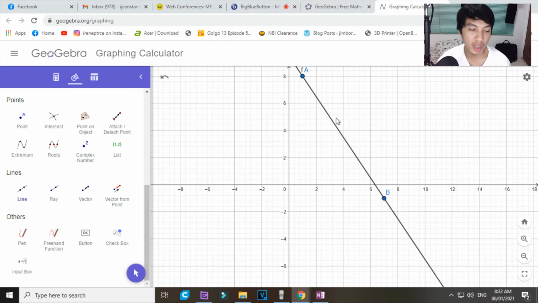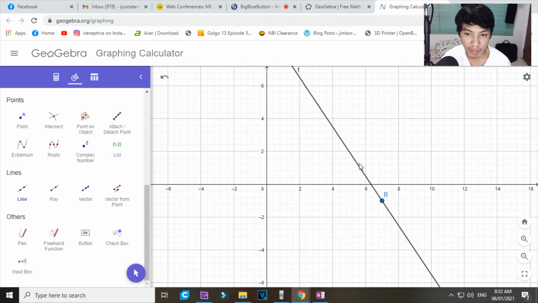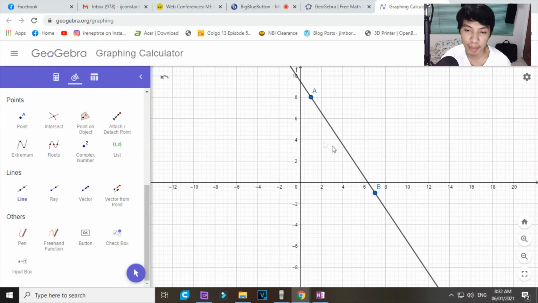Ngayon, 2/3 of the distance. Hindi natin alam yung P(x,y). 2/3 of the distance. So, hindi natin ma-divide. So, this is the point.